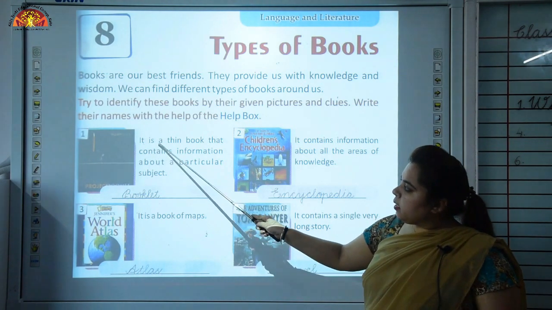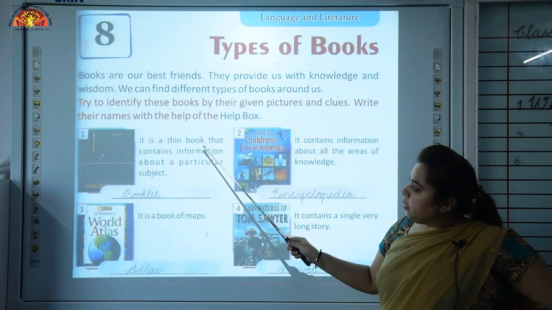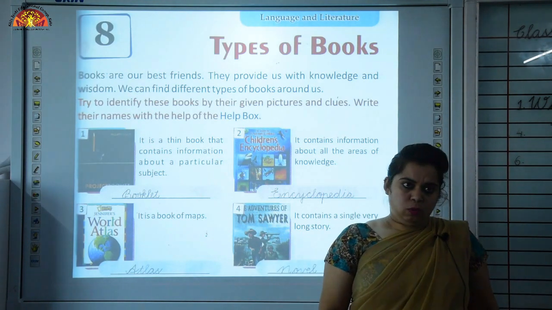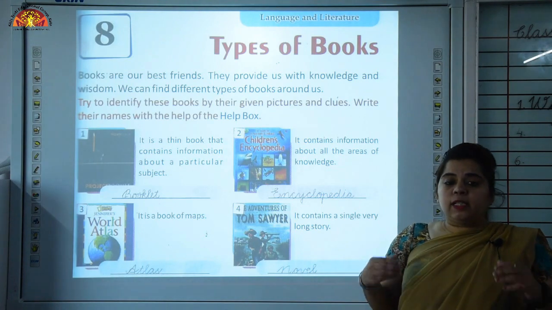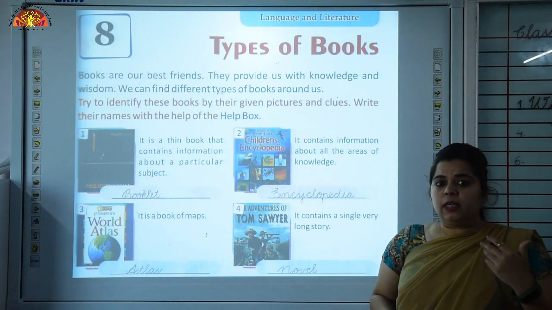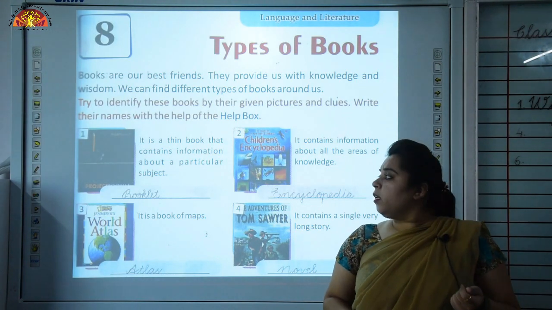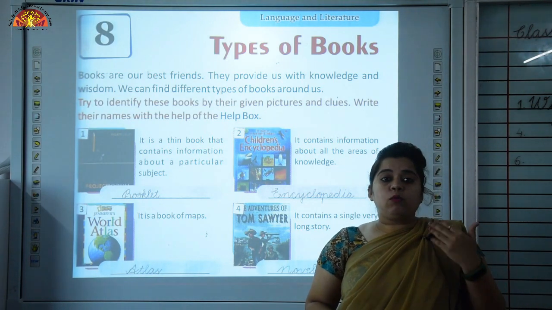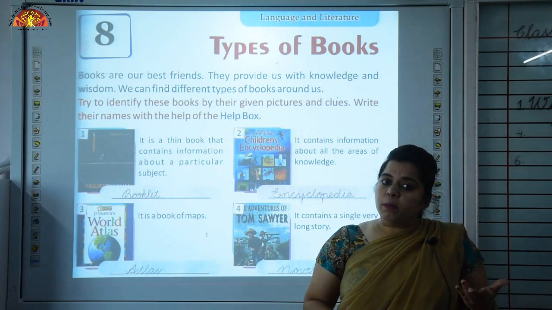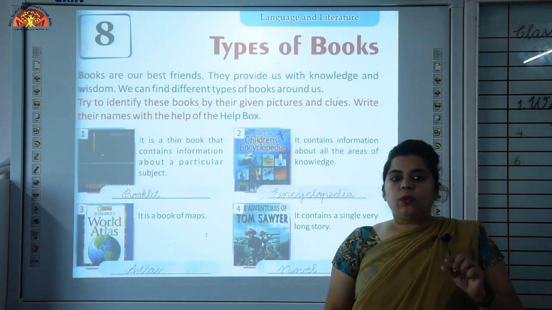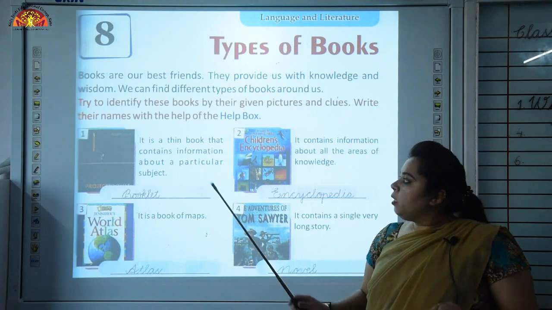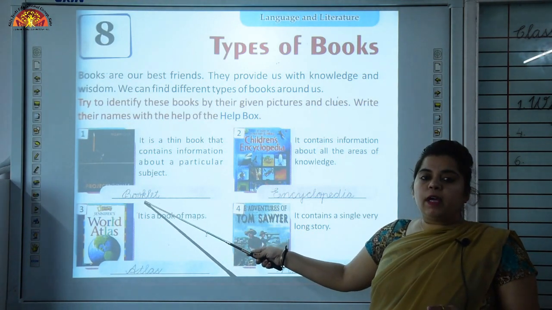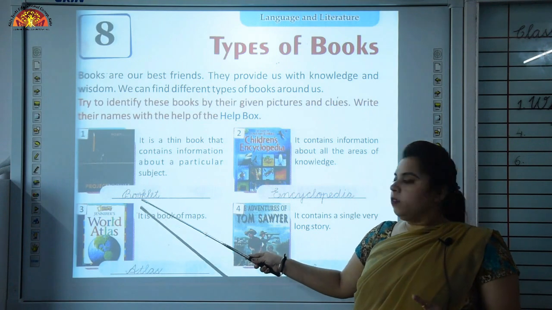First, it is a thin book that contains information about a particular subject. Okay children, it's a type of a thin book which contains information about a particular subject. It may be information about schools, about any historical places, about anything. So it's a particular book, thin book. It is known as booklet. So we will write booklet on number 1.